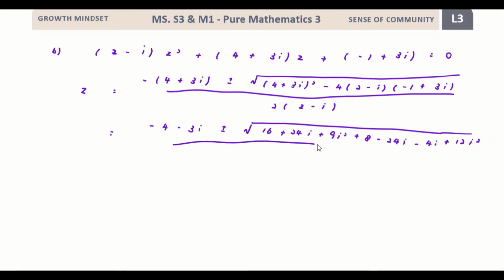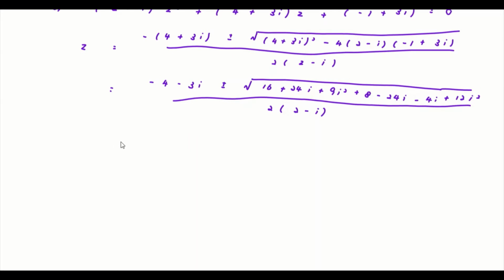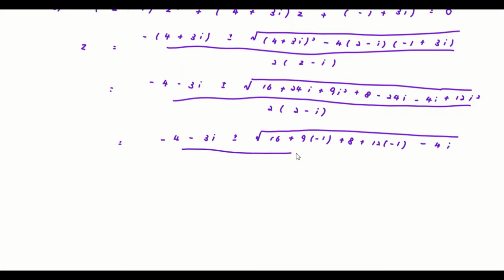Alright, so later let's solve it over 2 times (2 minus i). Let's simplify whatever is inside the square root. Sorry, it's a bit ugly there. So plus minus. We try to group the numbers without i together first: 16, plus 9 times negative 1, so plus 8, and then plus 12 times negative 1. For the i part it is going to be 24, 24, so minus 4i. Over, same thing.